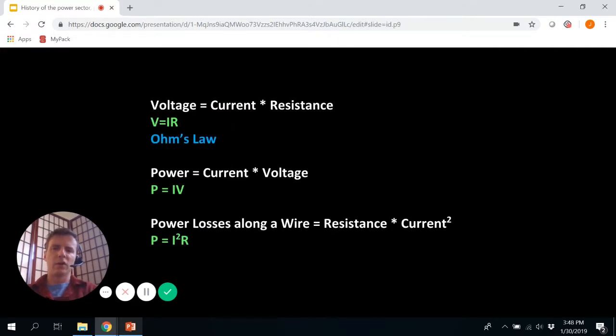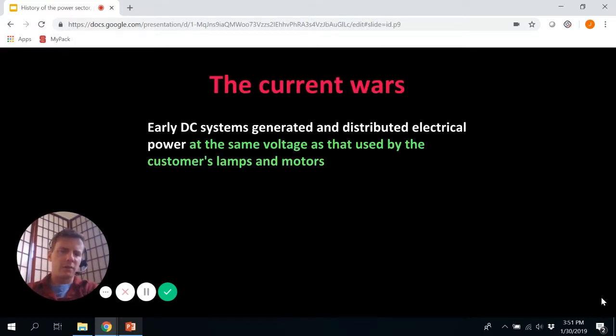So a couple laws. Ohm's law states that voltage in a circuit is equal to current times resistance. Power is equal to current times the voltage, and power losses along a wire is equal to the resistance of that wire times the current squared. So early DC power systems generated and then distributed electrical power at the exact same voltage as that used by the customer's lamps and motors.